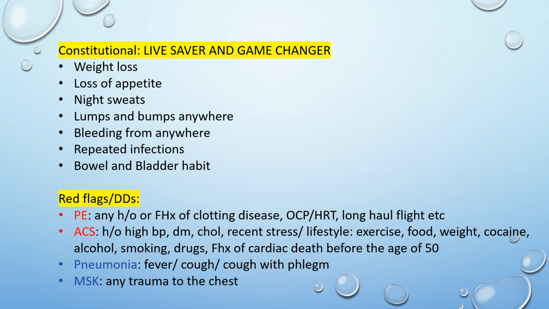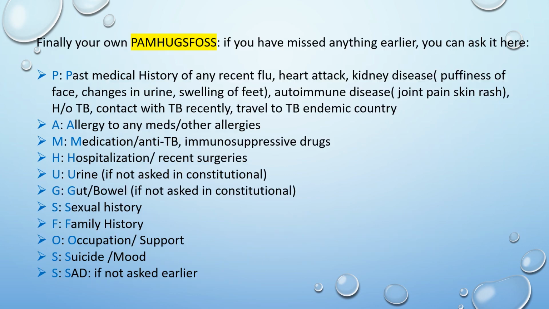To rule out acute coronary syndrome, the questions might include the history of high blood pressure, diabetes, cholesterol, recent stress, lifestyle such as exercise, food, weight, cocaine, alcohol, smoking, recreational drugs, family history of cardiac death before the age of 50. For pneumonia, you can ask about fever, cough with phlegm. For the musculoskeletal causes, you can ask about any trauma to the chest.